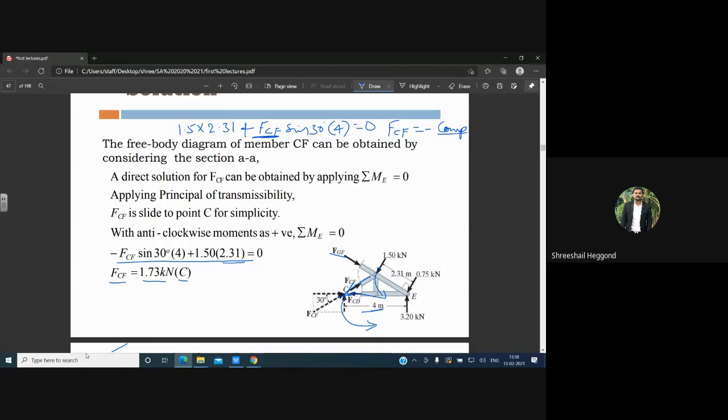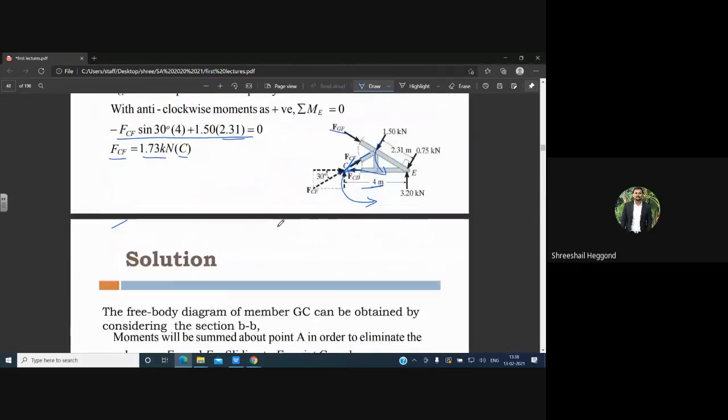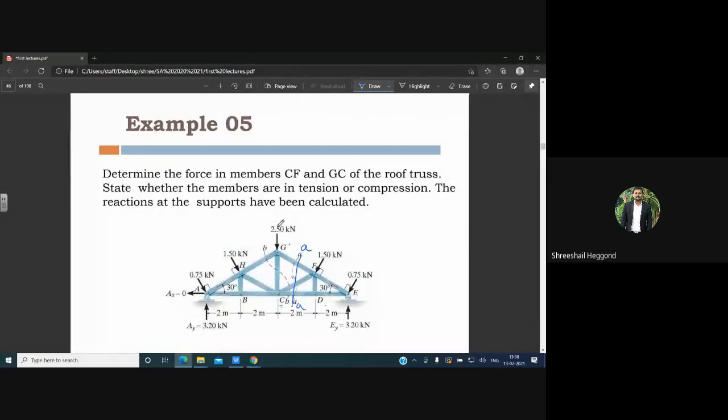Is it clear how to calculate FC member reaction? Yes, sir. Next, we'll consider the second section because it is asked for two sections, that is CF and GC. GC also you need to calculate, that is the vertical member.